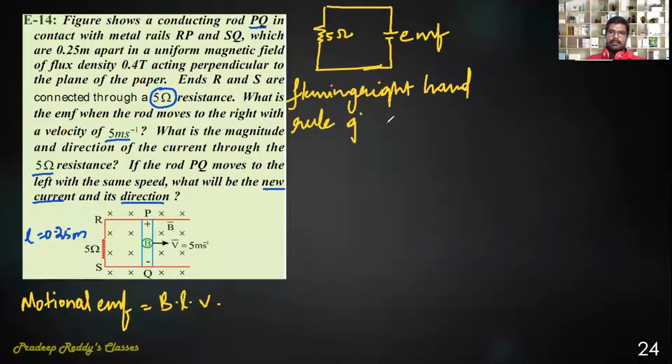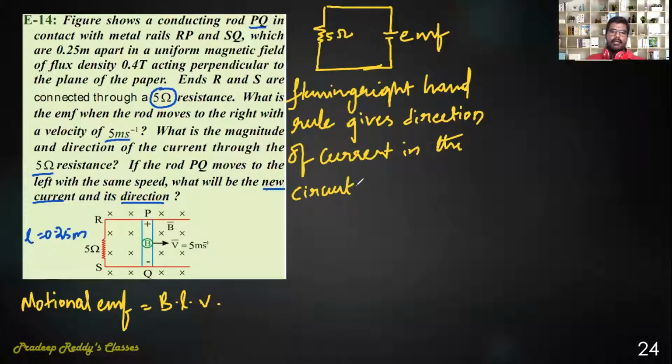Gives direction of current in the circuit. Okay, now use your right hand rule, right hand, and you can identify the direction of the current. Check it up. This is magnetic field. Magnetic field is into the screen.